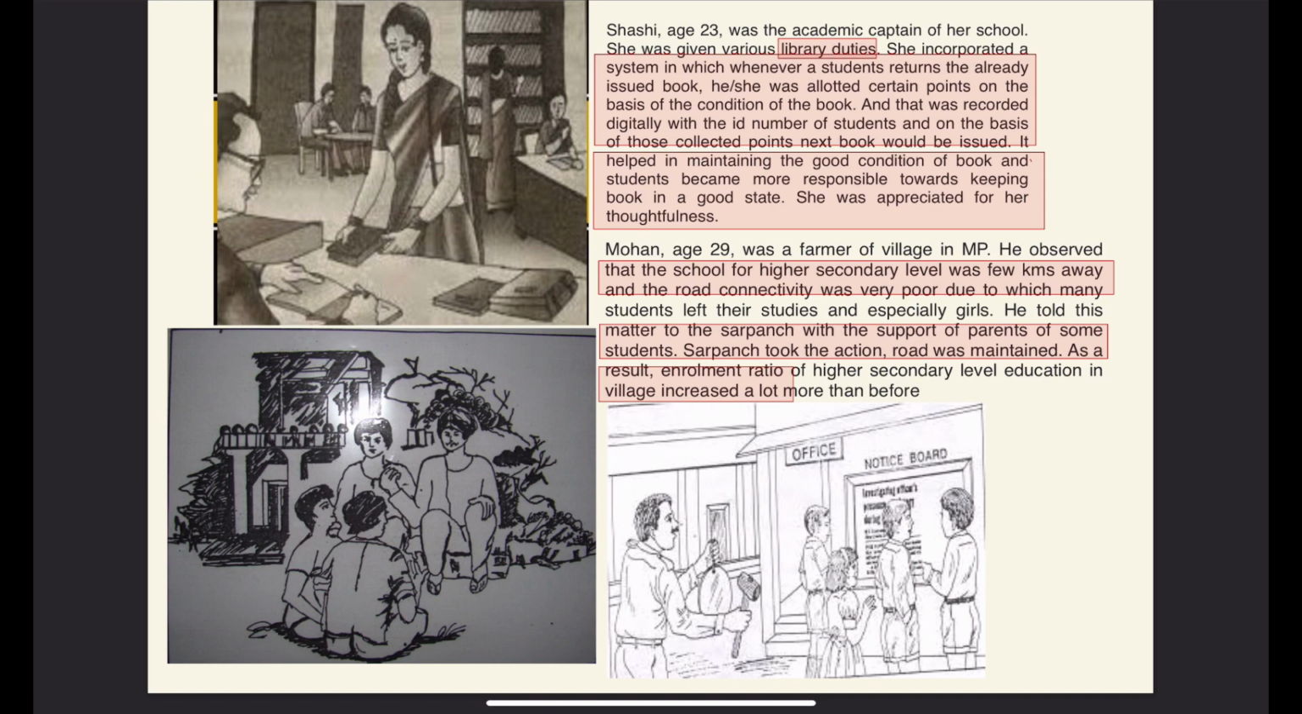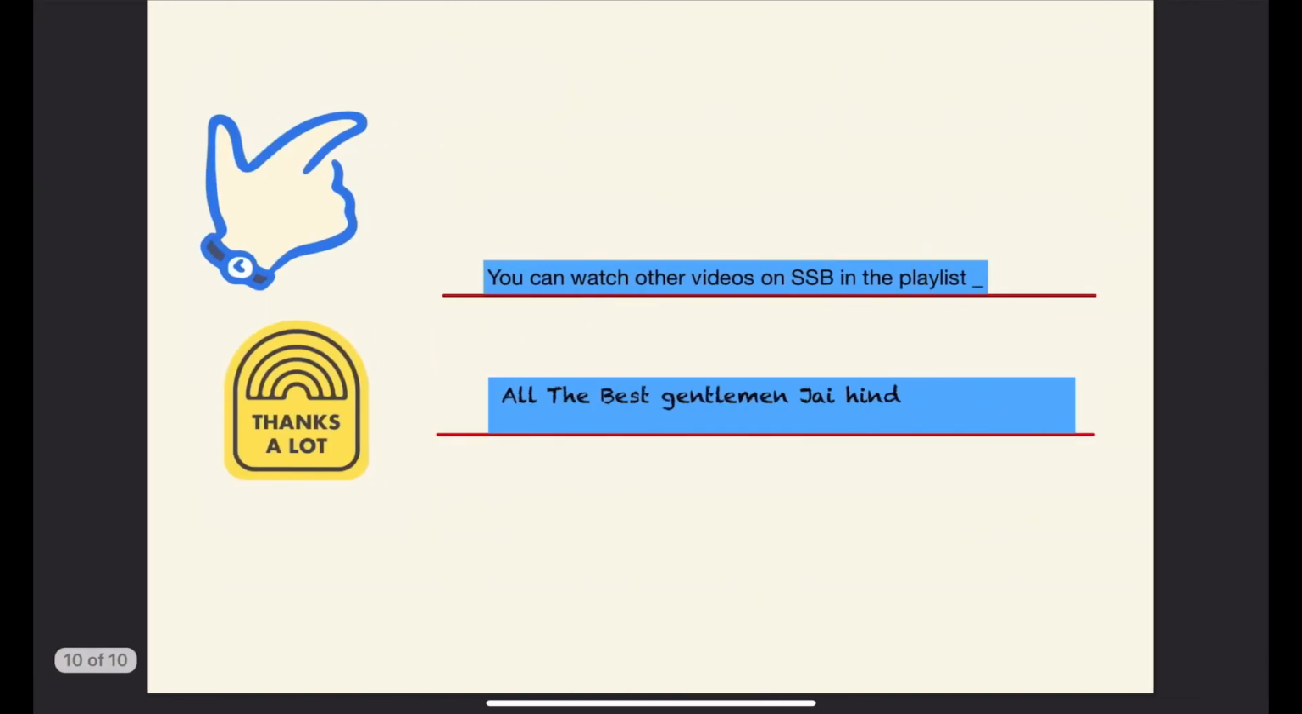So here you can see Mohan, school. He observed that the school for higher secondary level was a few kilometers away and the road connectivity was poor, due to which many students left their studies, especially girls. So this is the problem, that people left their studies. So what he did, he took this matter to the sarpanch with the support of parents of some students. The sarpanch took action, the road was maintained. So this was the work done. As a result, what was the outcome? Enrollment increased, literacy increased, employment increased, and all of that would happen.